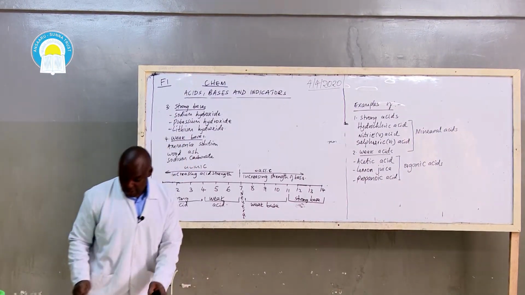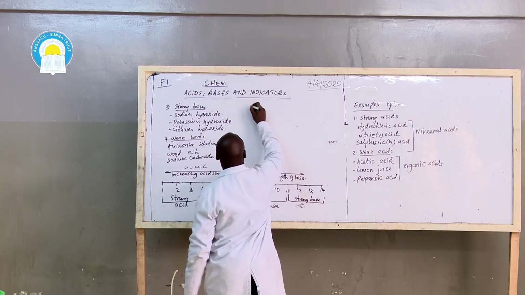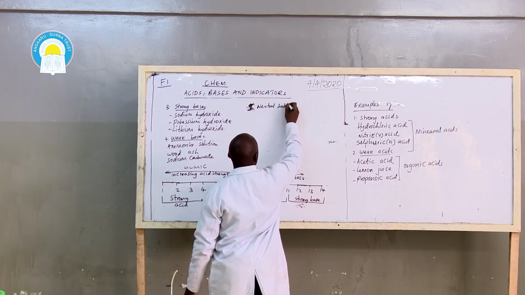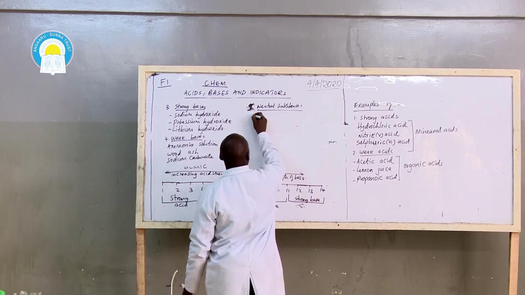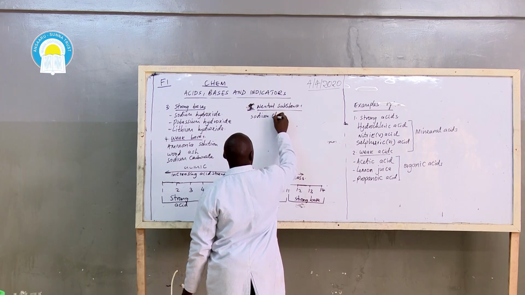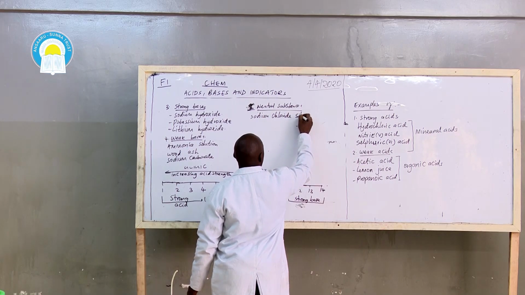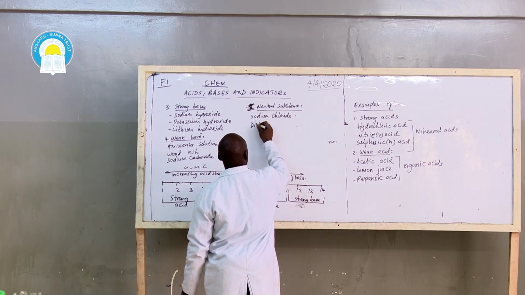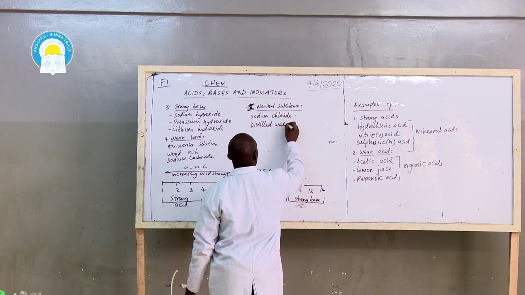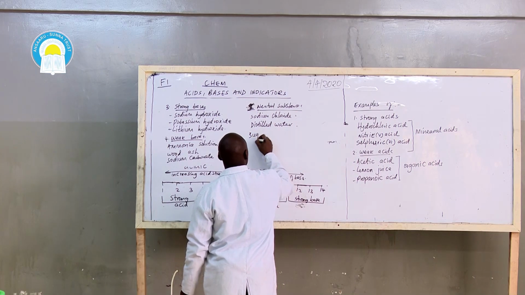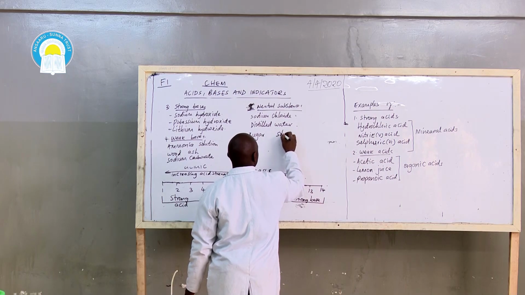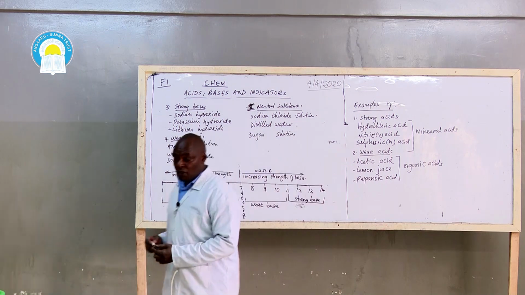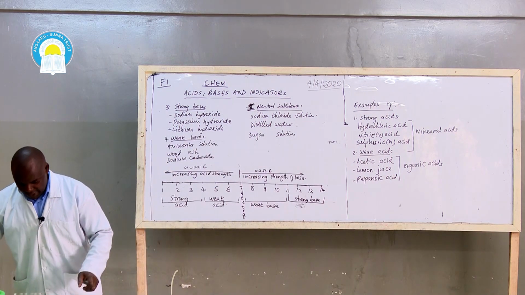Examples of neutral substances. Number 5, neutral substances. We have said sodium chloride solution, distilled water. We may also have sugar solution as an example of neutral substances. Sugar solution, sodium chloride solution, and distilled water. Those are examples of neutral substances.